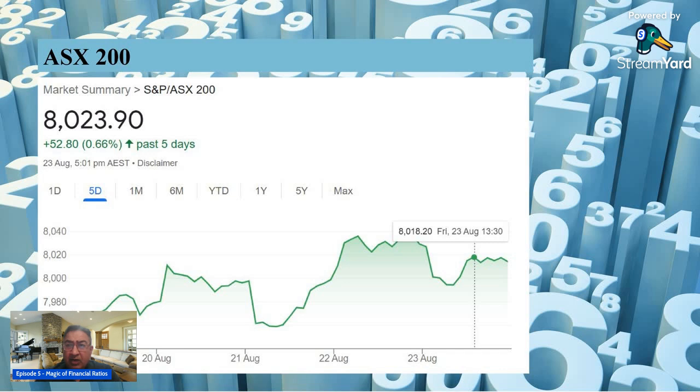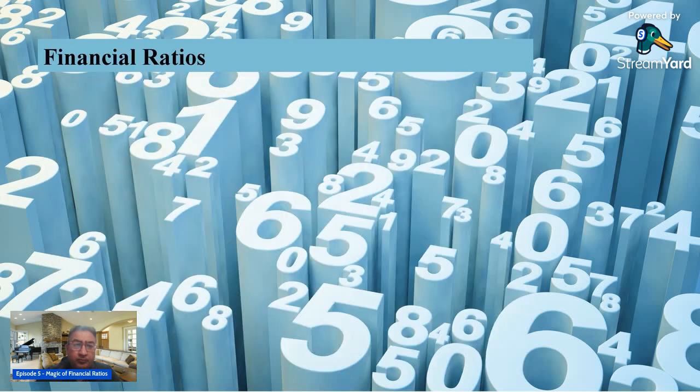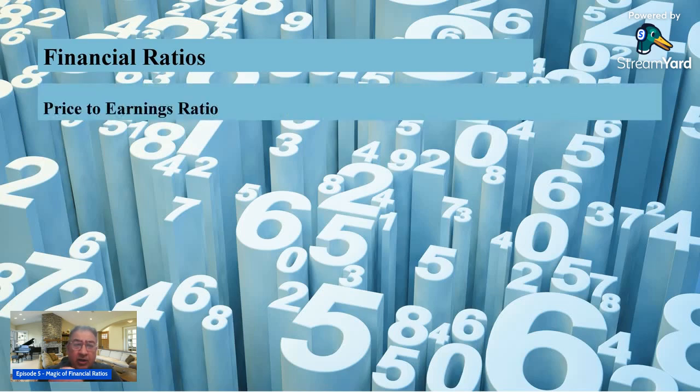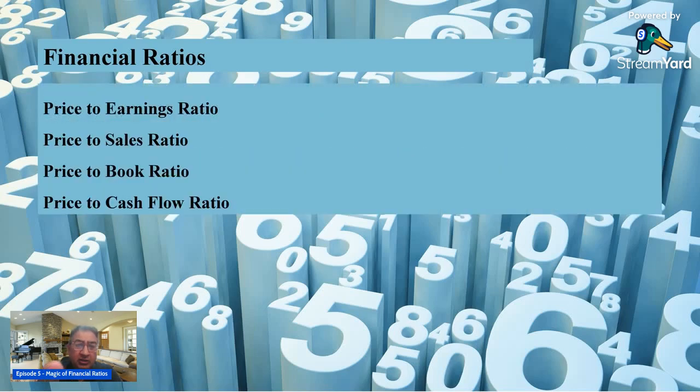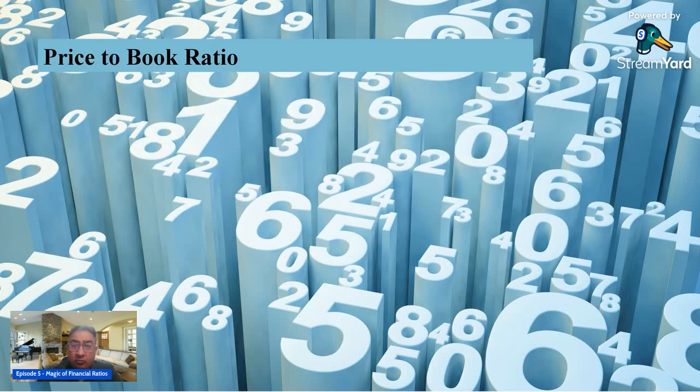In the episode last week, we had looked at the price to earnings ratio and the price to sales ratio. This week, we will look at two more ratios, which are the price to book ratio and the price to cash flow ratio. I'm a big fan of the price to book ratio as this gives insights into the real financial position of the company. Anyway, let's start with the price to book ratio.